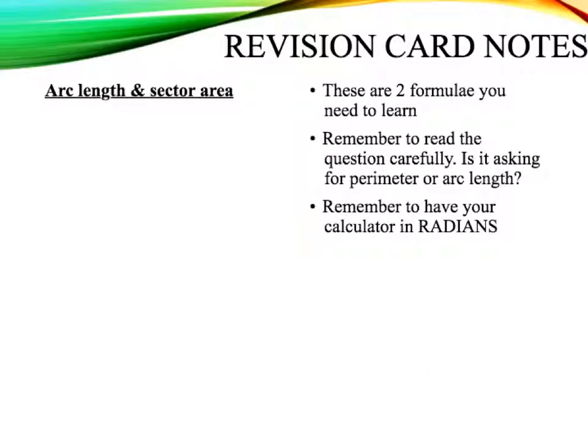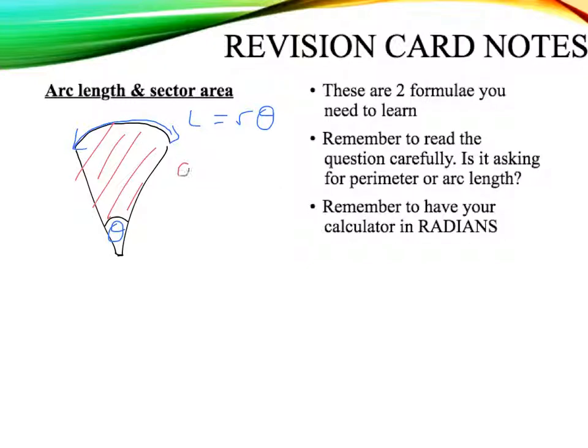As ever, when you're doing these revision card notes, make sure that you're drawing yourselves a few pictures. There are 2 formulae that you need for this, and this is all about these sorts of shapes here. You need to be able to work out the arc length, so L is r theta, and the area is a half r squared theta, where theta is in radians.